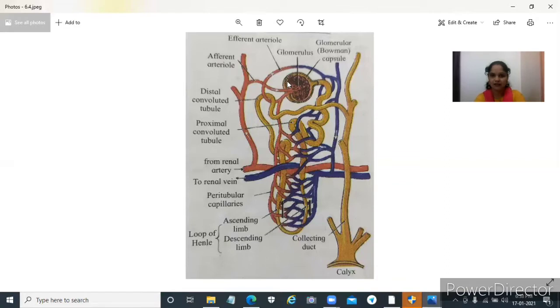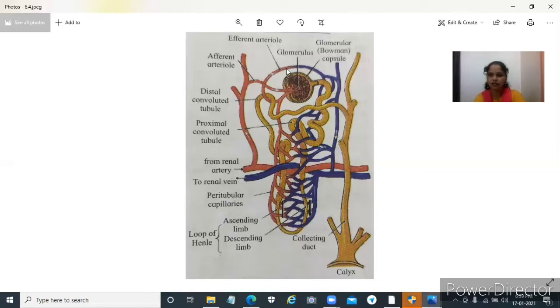The afferent arteriole enters the Bowman's capsule. It divides and redivides to form a globular network of capillaries inside the Bowman's capsule. That's the glomerulus. After that, they rejoin again, and after the rejoining, they leave the Bowman's capsule, and that is the efferent arteriole. This efferent arteriole leaves the Bowman's capsule.